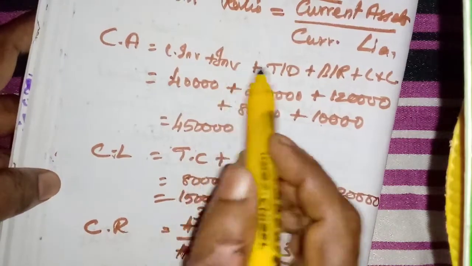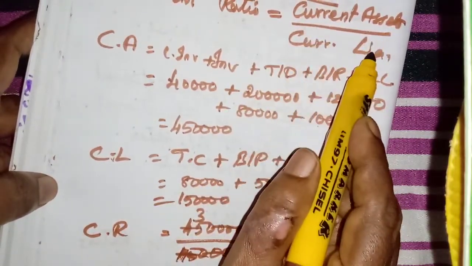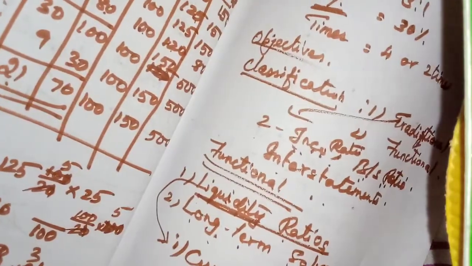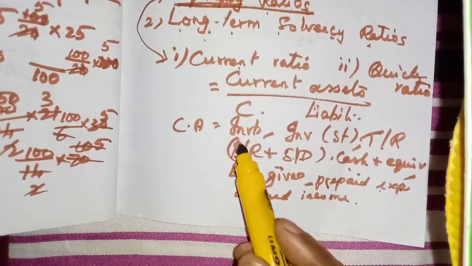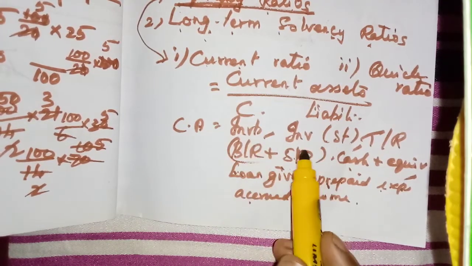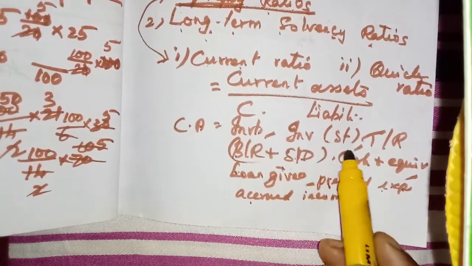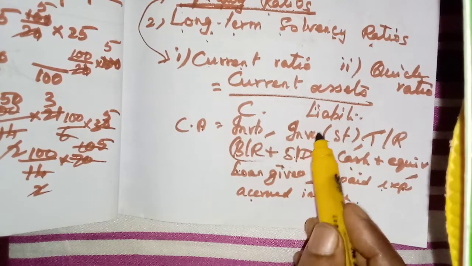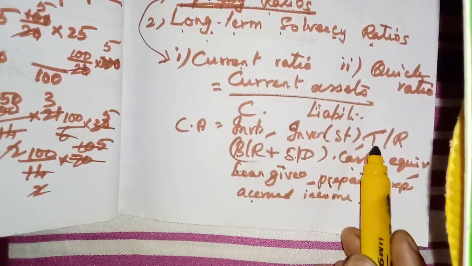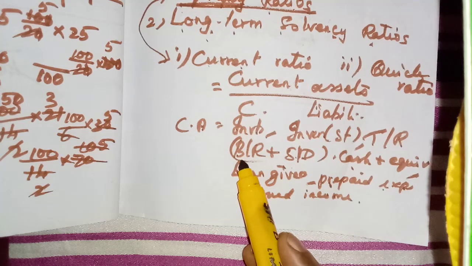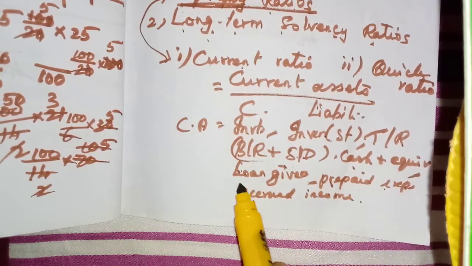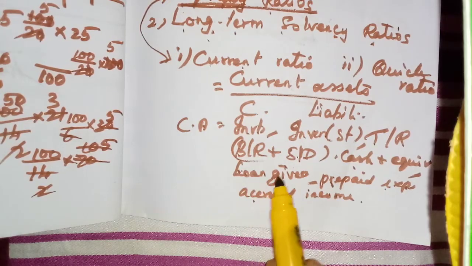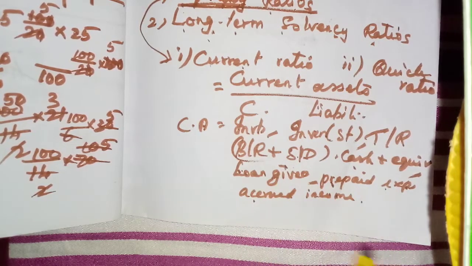Current ratio, current assets divided by current liabilities. Current assets: investments, then inventories, that means the closing stock. Then trade receivables, including bills receivable and sundry debtors, cash and cash equivalents. Then any short-term loans given. Then prepaid expenses and accrued income.